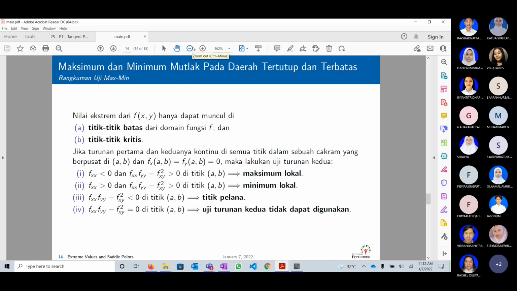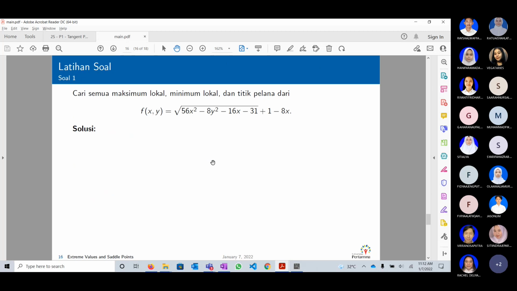If not, then this is the summary for extremum seeking, ya. So, summary for max and min tests. You can read this later at home. And for the exercise, we will do it after, in the afternoon session. Any question?